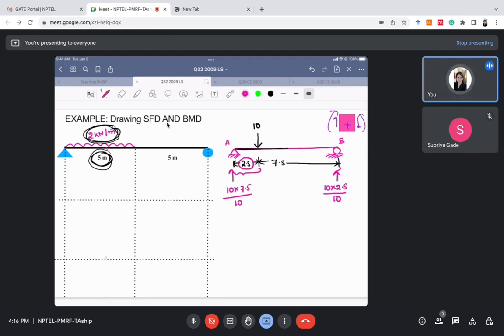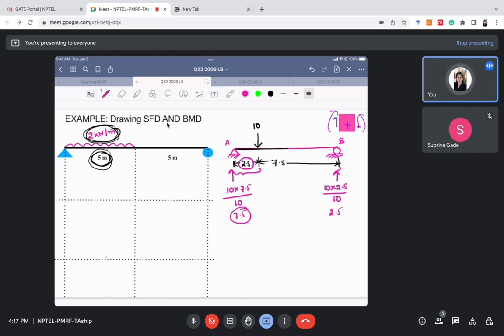We do not have to do moment at this point equal to 0. In that way also we can calculate the reaction, but it is a quick way. Okay, so I hope it is clear. So this reaction at A will be 7.5 kilonewton and this reaction will be 2.5 kilonewton. Is there any problem? If there is any problem, you can stop me anytime and I'll explain it again.